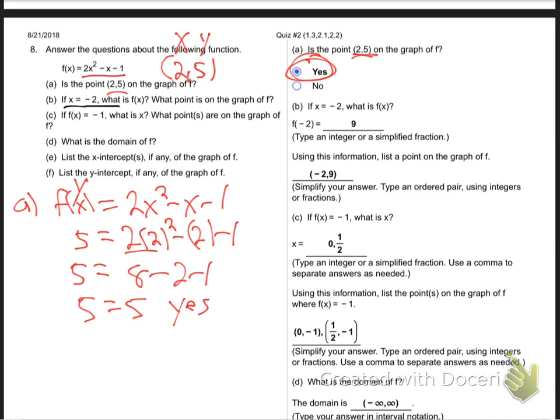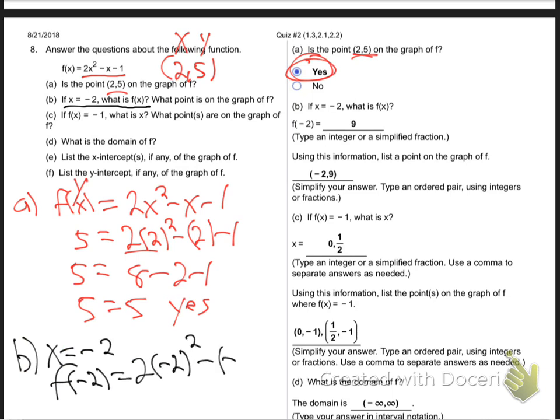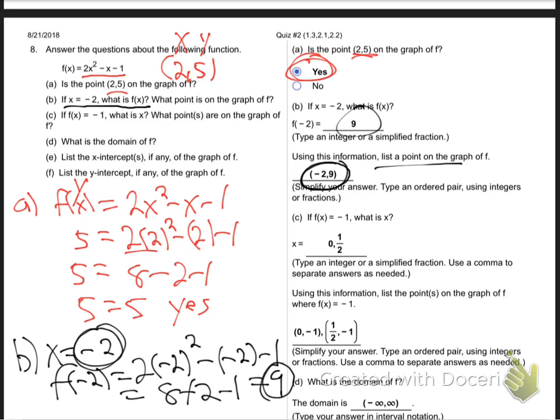Part B, if x is negative 2, what is f? So that's just plugging in x is negative 2 to the function. So f of negative 2, plug in negative 2. What do you get? 2 times 4, 8, plus 2 minus 1, 9. And that's what they got. And then they say, what point is that? Well, that's going to be the point negative 2, 9, because the x value negative 2 led to the y value 9. Negative 2, 9 is the xy point.